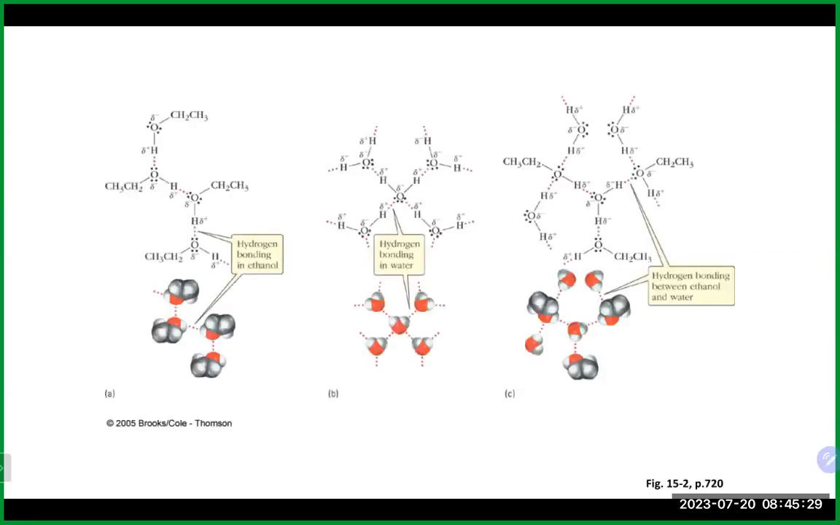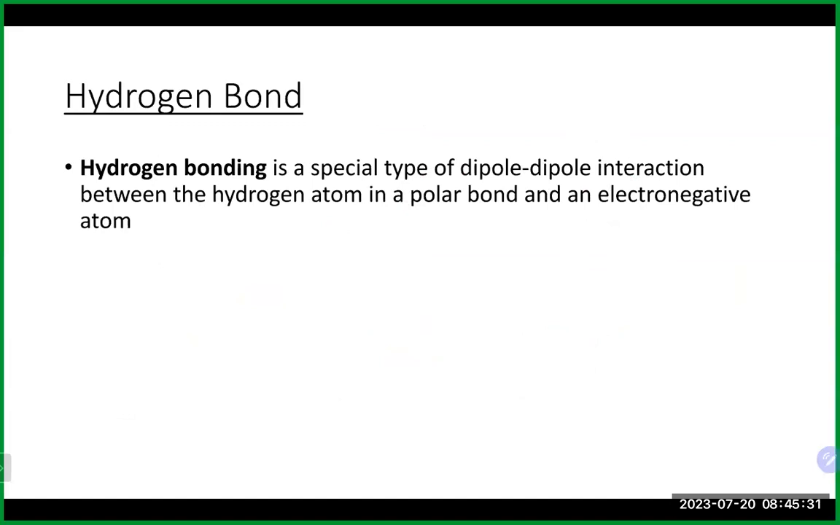Now, a special type of dipole-dipole interaction is what is known as hydrogen bonding. Hydrogen bonding is a special type of dipole-dipole interaction. It happens when you have a hydrogen that is bonded directly to either nitrogen, oxygen, or fluorine. So those hydrogens that are bonded directly to nitrogen, oxygen, or fluorine can participate in a hydrogen bond.